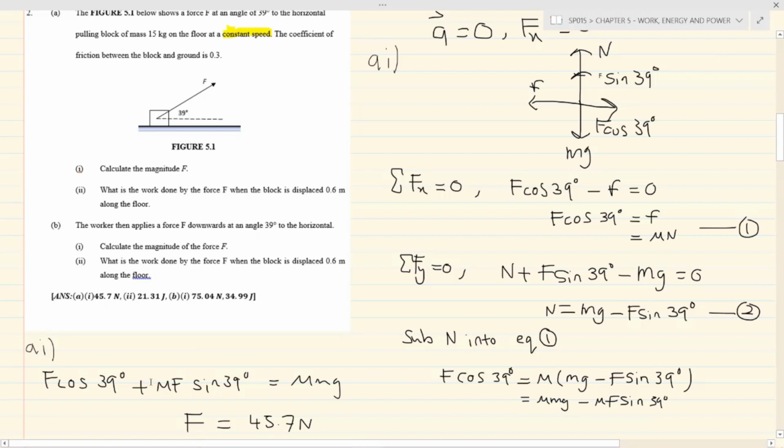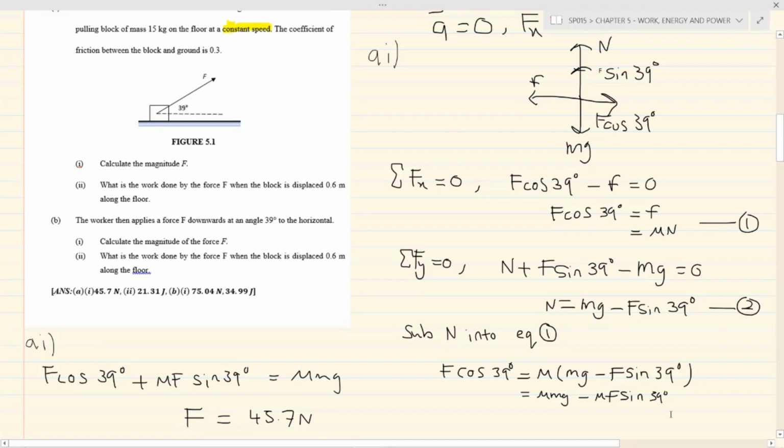So what I did over here, I brought the terms together, because we want to find the force. There is force here, there is force here, and here there is also force. I bring this part towards the left hand side. It will become like this: F cos 39 degree plus mu F sin 39 degree equals mu mg.